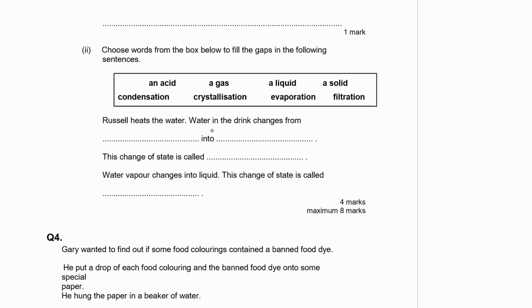Russell heats the water. Water in the drink changes from liquid into gas. This change of state is called evaporation, and water vapor changes into a liquid. This change of state is called condensation. So when it hits the ice jacket, the water vapor turns back into a liquid, and this is called condensation.